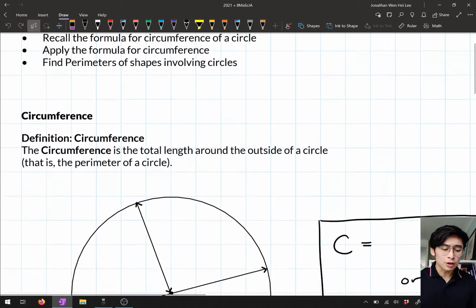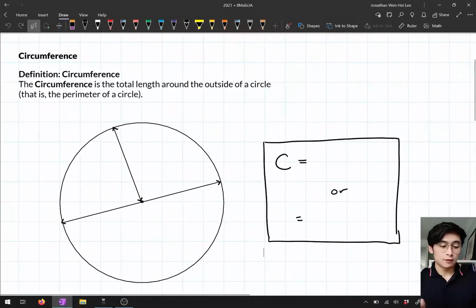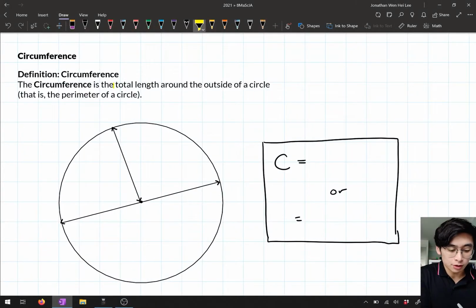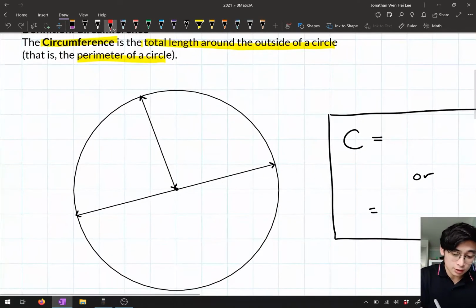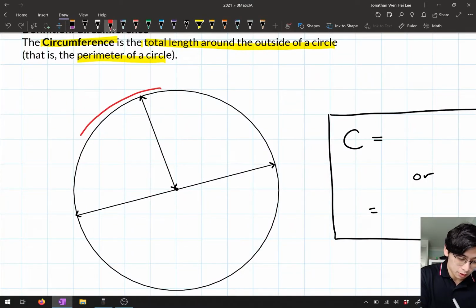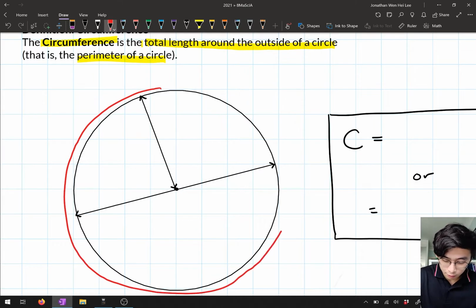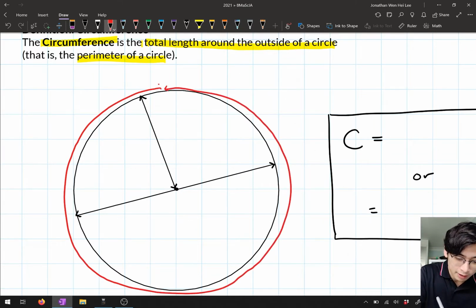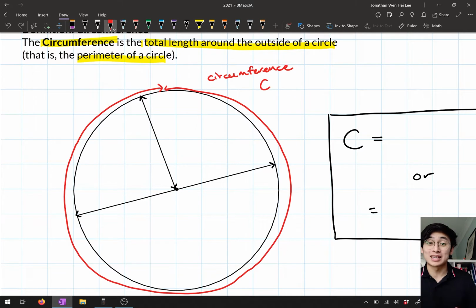Okay, so a quick definition. The circumference is the total length around the outside of a circle, and that is the perimeter of a circle. So for example, I've got a circle here. The circumference is just the total length to get from over here, all the way around my circle to here, and we want to find out what that length is. So that is my circumference. Sometimes we use the big letter C to represent our circumference.